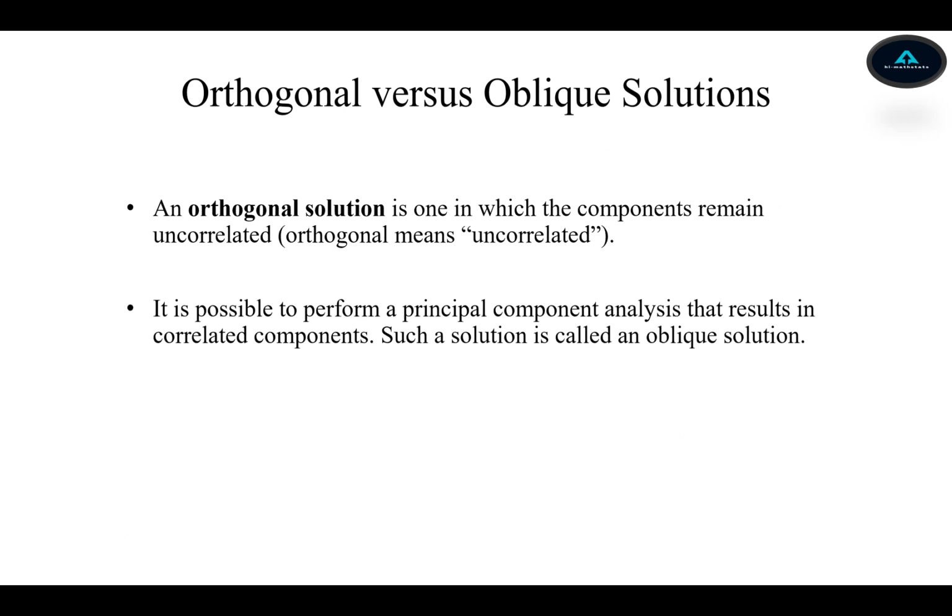Now, when it comes to the solutions that you will get in principal component analysis, we have orthogonal versus oblique solutions. An orthogonal solution is one in which the components remain uncorrelated. As the name says, orthogonal means uncorrelated. It is possible to perform a principal component analysis that results in correlated components, and in that case, we will have an oblique solution.